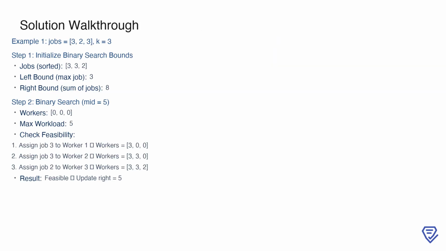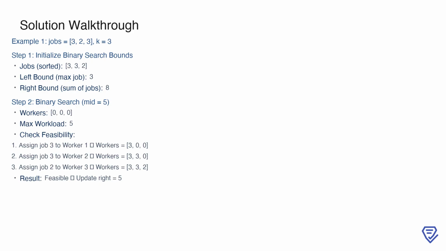To solve this problem, we start by sorting the jobs in descending order, which gives us 3, 3, 2. This ensures that we allocate the largest jobs first, which is a key strategy for minimizing the maximum workload. Next, we initialize the binary search bounds. The left bound is the maximum job time, which is 3, since no worker can be assigned less than the longest individual job. The right bound is the sum of all job times, 8, representing the scenario where one worker takes on every job. We then calculate the midpoint of these bounds, 5, and begin checking if it's feasible to allocate the jobs such that no worker exceeds this maximum workload.